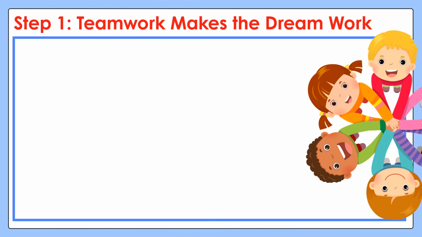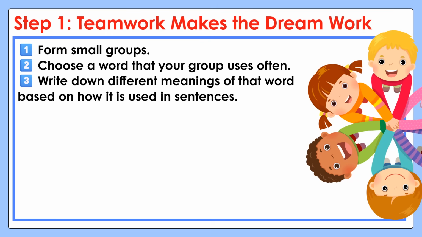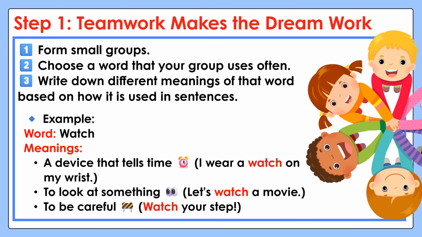Step 1, Teamwork makes the dream work. Form small groups. Choose a word that your group uses often. Write down different meanings of that word based on how it is used in sentences. Example, the word is watch. Meanings: it can be a device that tells time. I wear a watch on my wrist. To look at something. Let's watch a movie. And to be careful. Watch your step.